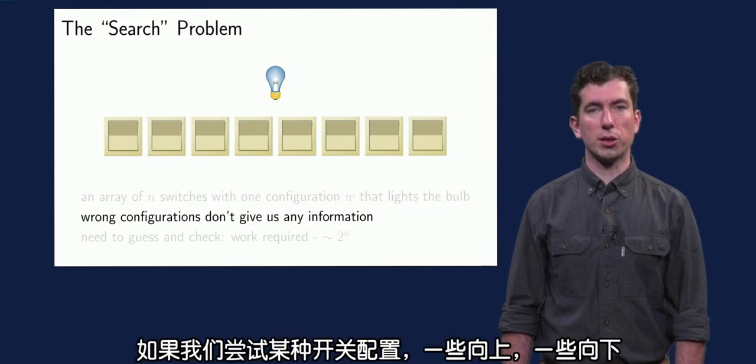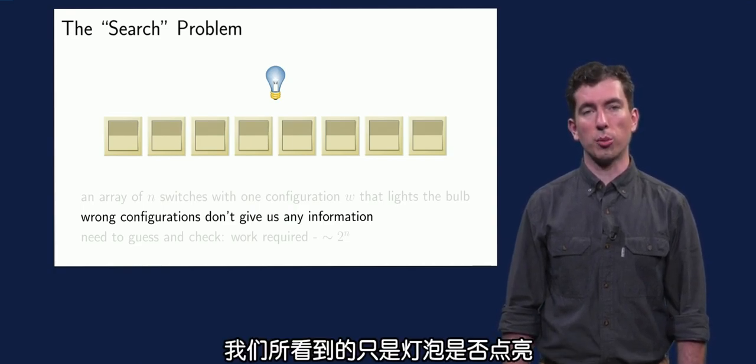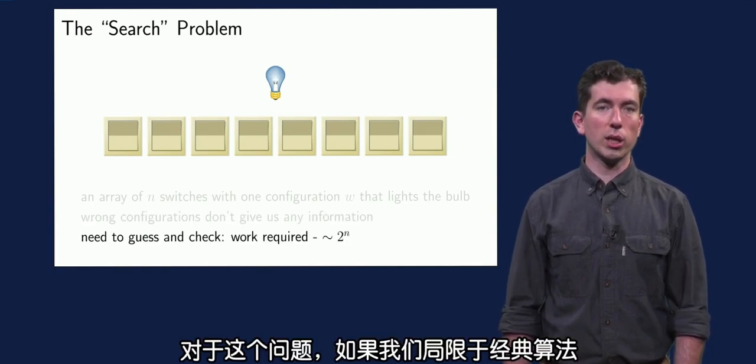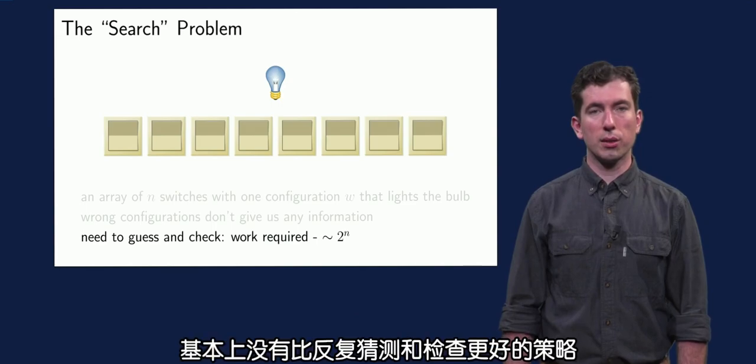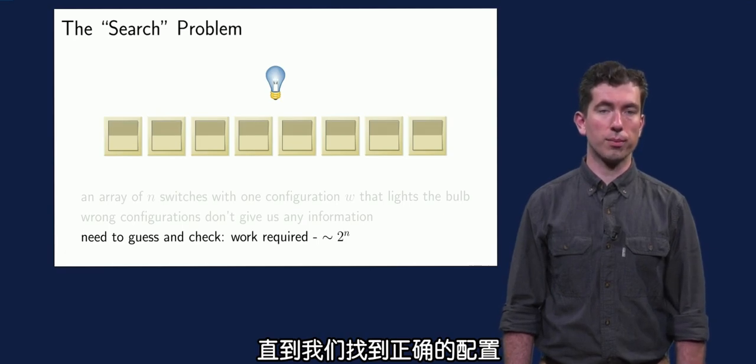If we tried a certain configuration of these switches, some up, some down, it wouldn't tell us anything about which of the switches were set incorrectly. All we would see is that the bulb is either lit or not. For this problem, if we limit ourselves to classical algorithms, there's no essentially better strategy than to guess and check repeatedly until we find W, the correct configuration.